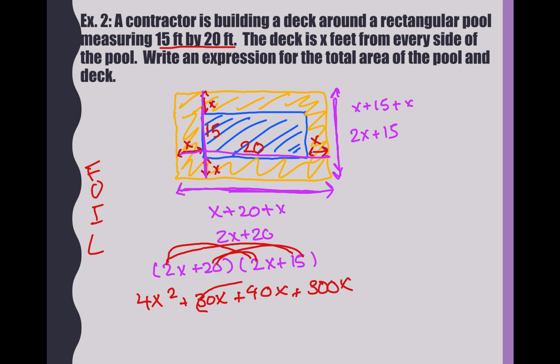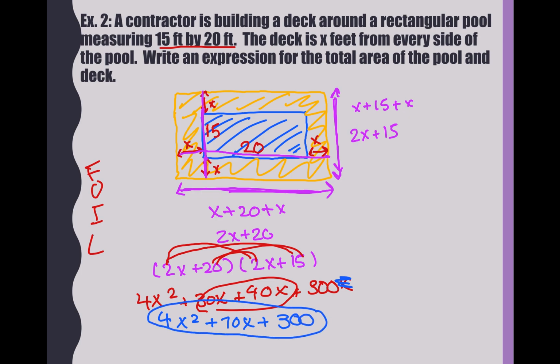Let's see, here are my like terms. So when I combine like terms and write my final answer, that's going to be 4x squared plus 70x plus 300. Final answer right there.